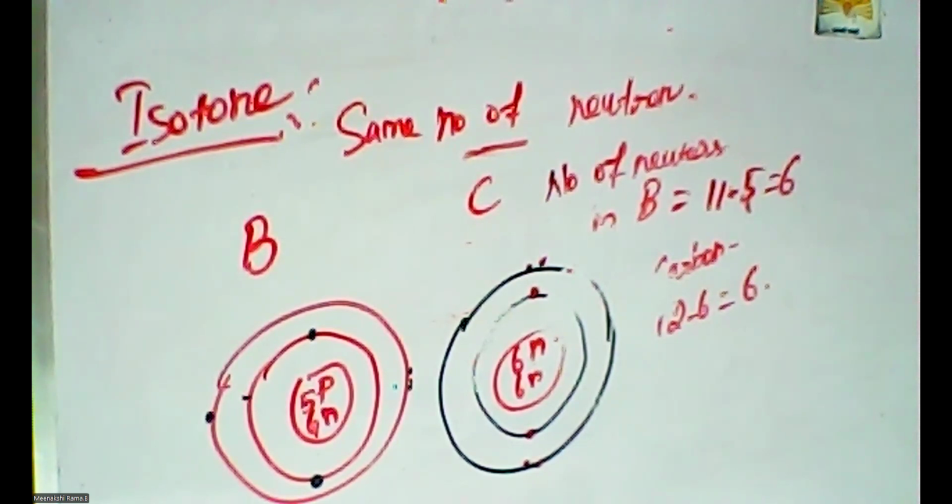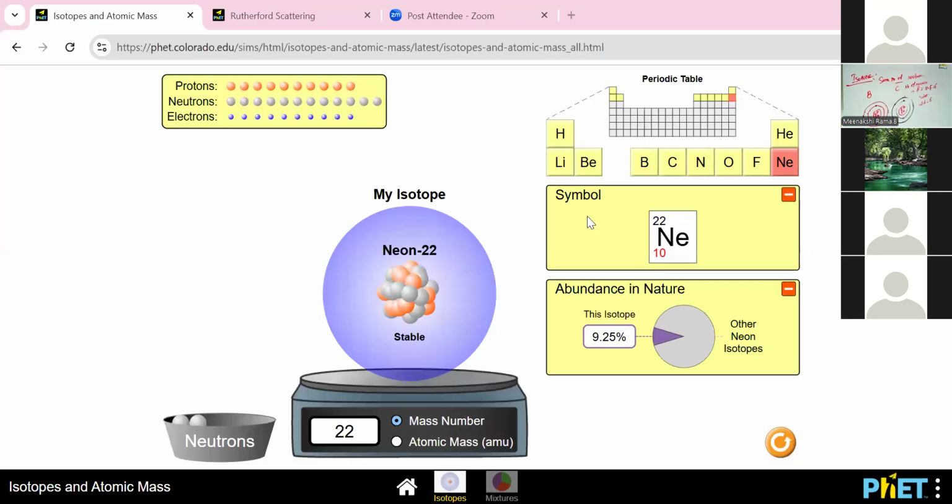Now I'm going to explain one small simulation regarding isotopes. From this simulation, we are going to learn how isotopes work. This is the periodic table, you know very well about that: hydrogen, helium, lithium, beryllium, boron, carbon, nitrogen, oxygen, fluorine, neon. Here the symbol is neon, the mass number is 22, and the atomic number is 10.